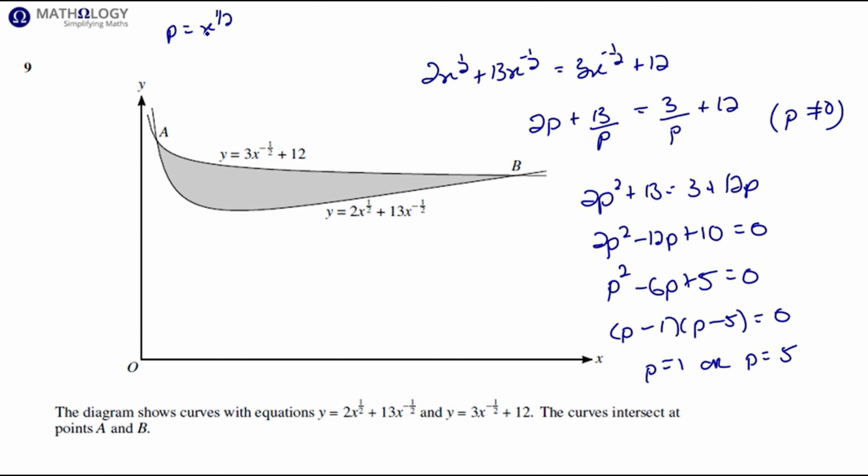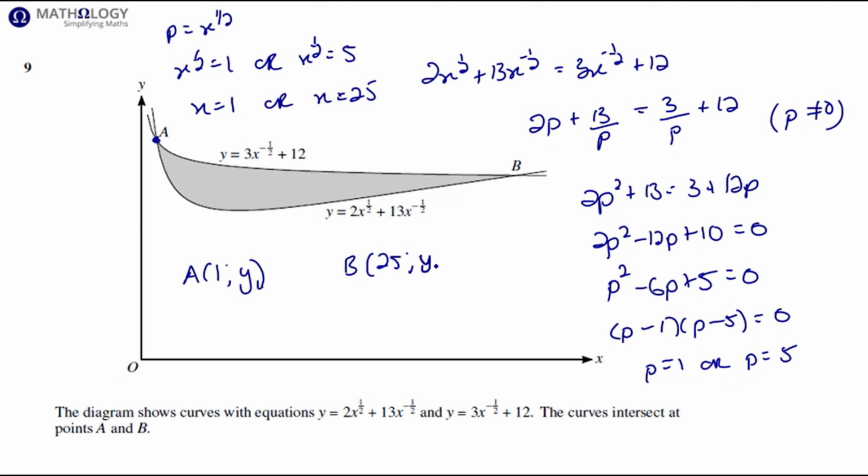And we said that p was x to the half, so we'll have x to the half equals 1 or x to the half equals 5. Then we square both sides. So x equals 1 squared, which is 1, or x equals 5 squared, which is 25. Now that just represents the x coordinates of the points of intersection. So A is the point 1, y. We're going to determine what that y coordinate is in a bit. And B is 25, y.